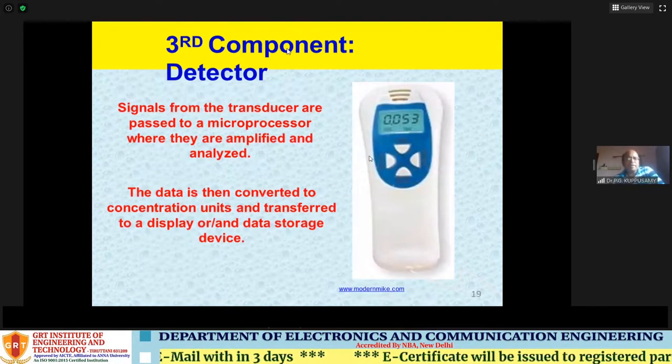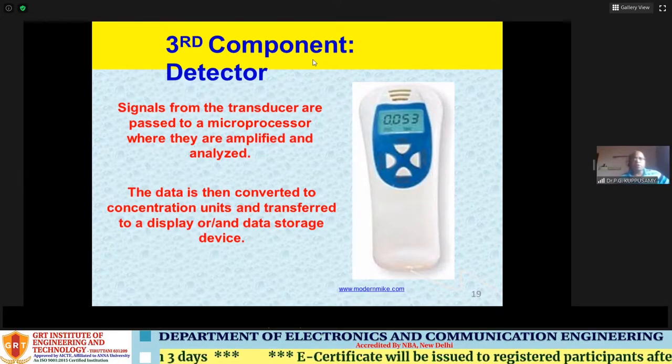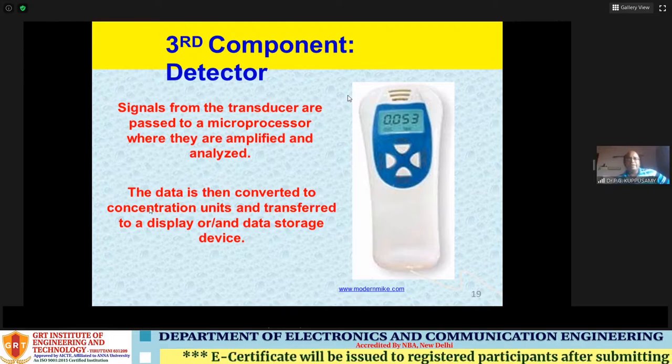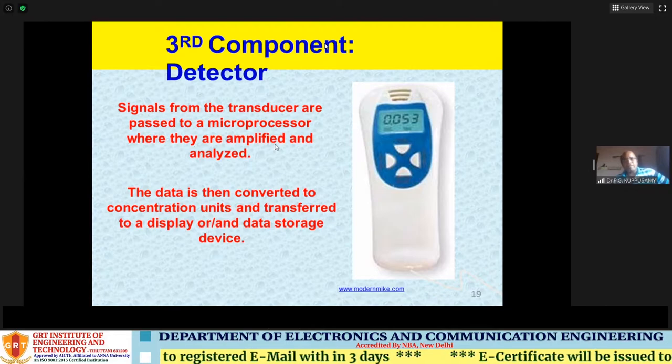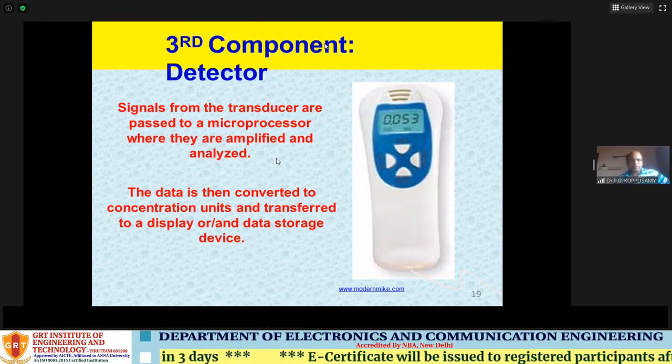And what is the third component which is available in the biosensor system? So it is called a detector. The detector can be used to display the corresponding response, the corresponding output. Signals from the transducer are passed through a microprocessor. So a microprocessor, your microcontroller or advanced microprocessor, or you take Arduino, whatever it is, that will be called a microprocessor, where they are amplified and analyzed. So these two are very, very important: signal conditioning system, amplification and analysis. So from the microprocessor, the data is then converted into concentration units and transferred to display or data storage device.